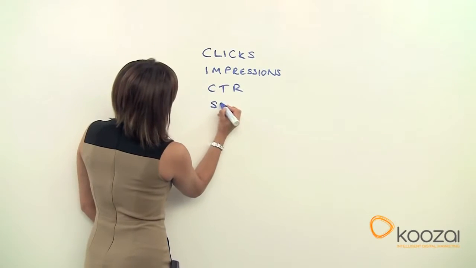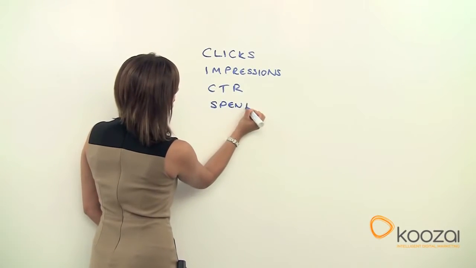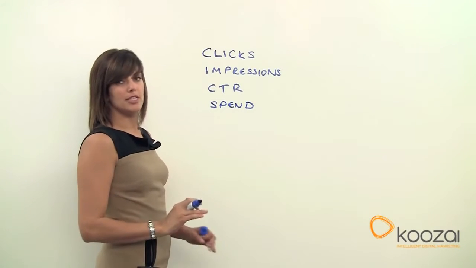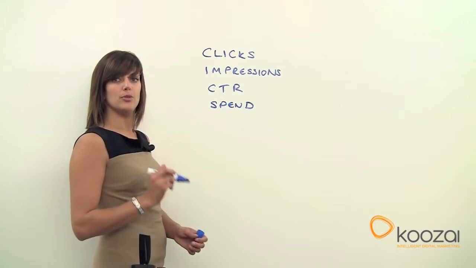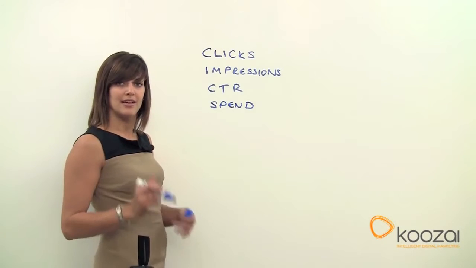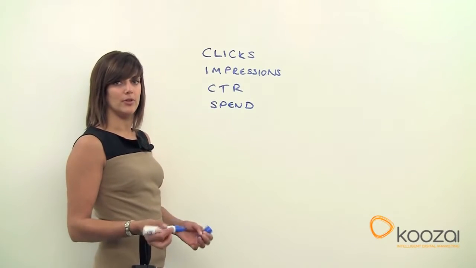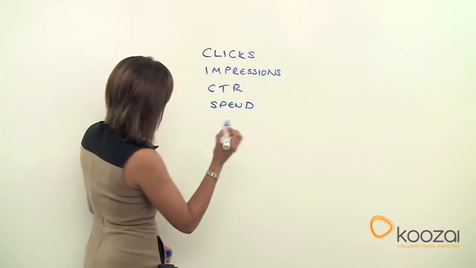Following that, you've got your spend. Now, spend is something that you really want to keep track of. You don't want to be spending over and above. You want to make sure that your PPC campaigns are converting and generating a healthy ROI for you, otherwise there's no point in running them.